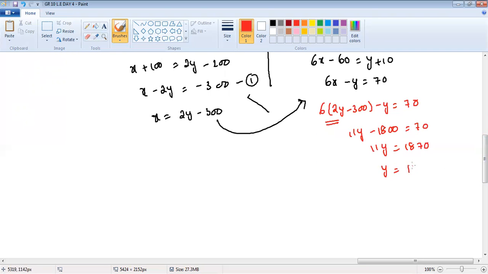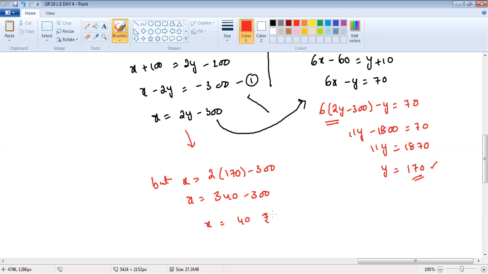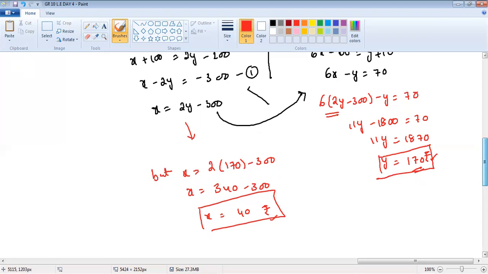Then y is equal to 170 rupees. Am I right, ma? Yes, sir. But we have x is equal to 2y minus 300. So 2 into 170 minus 300. So now x is equal to 340 minus 300. Then x is equal to 40 rupees. So A has 40 rupees, B has 170 rupees. Are you clear now?